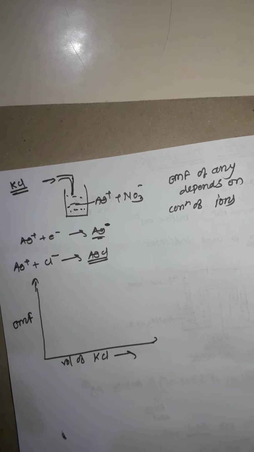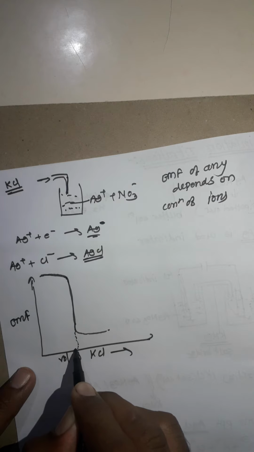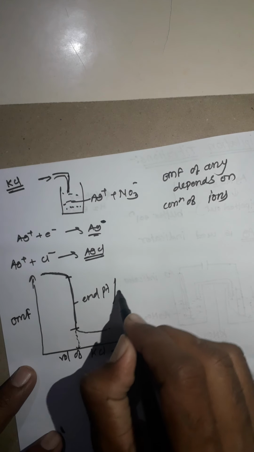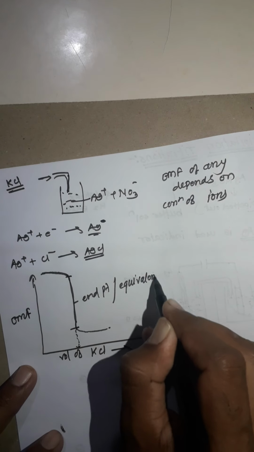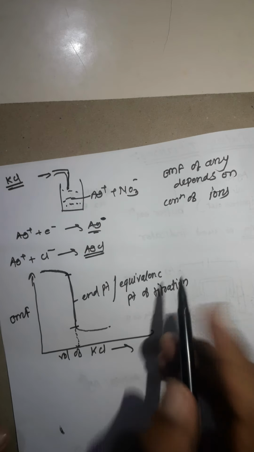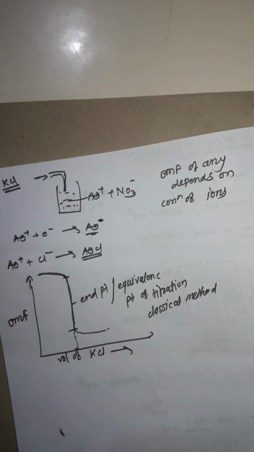Then after the equivalence point, the EMF again decreases slowly. Near the equivalence point, the EMF decreases sharply. This steep line of the graph is called the end point or equivalence point of the titration. This is the classical method to determine the end point of the titration.